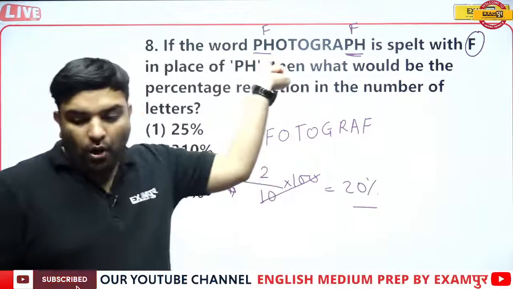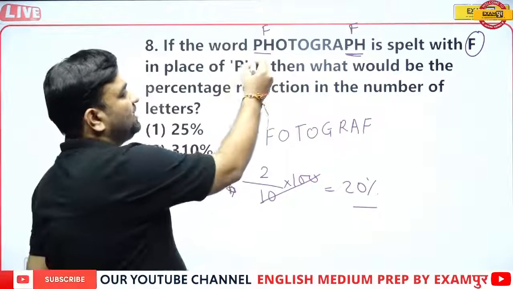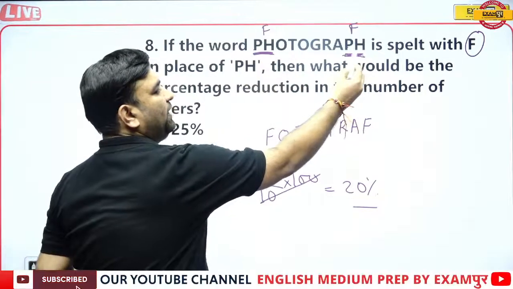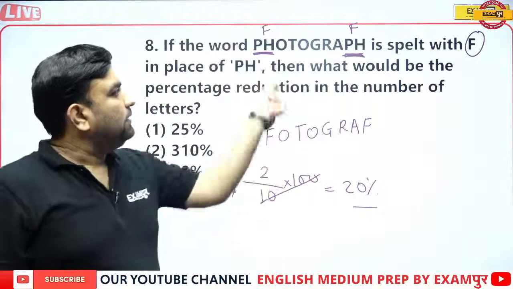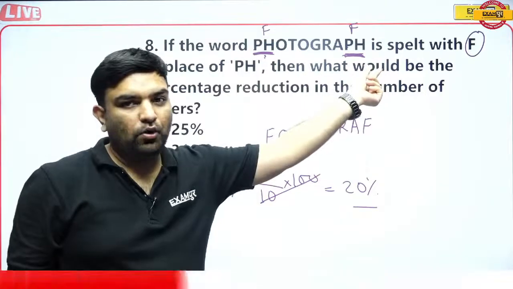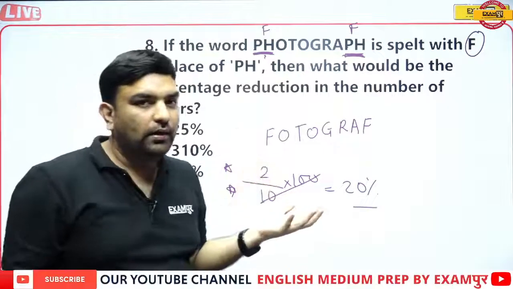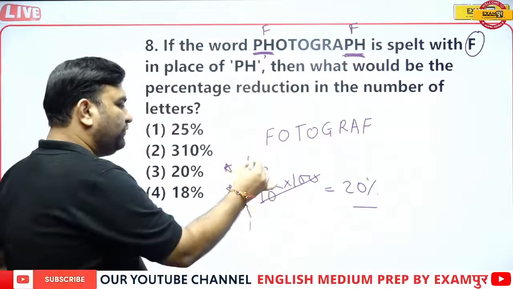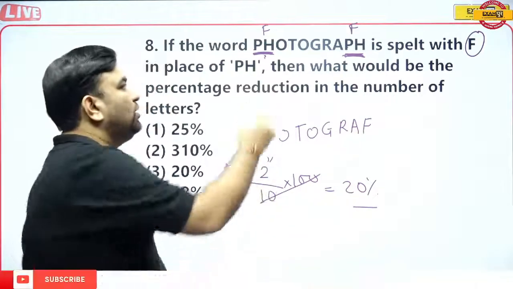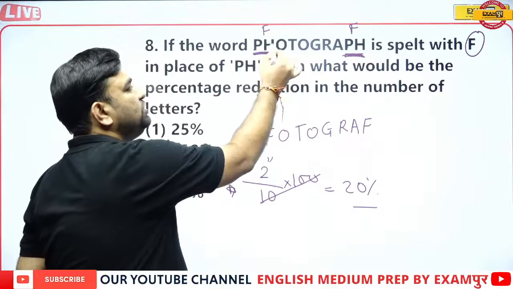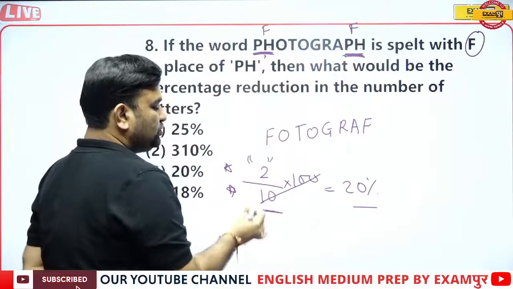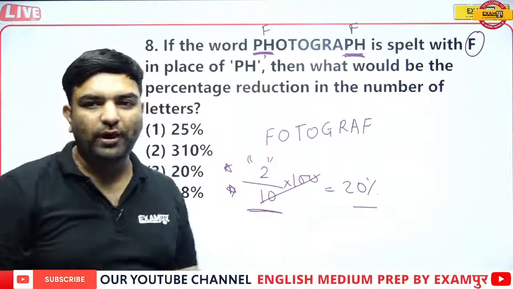There is a reduction of one letter over here, and there is a reduction of one letter over here. So in total there is a reduction of two letters over the total letters of 1 2 3 4 5 6 7 8 9 10. So reduction of 2 over 10, 20% reduction.